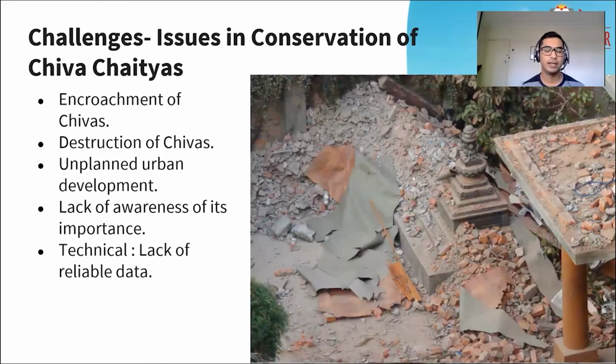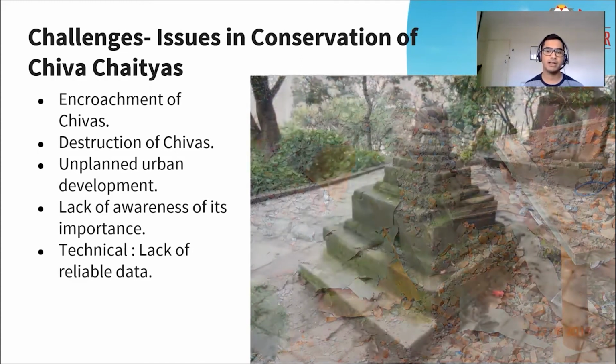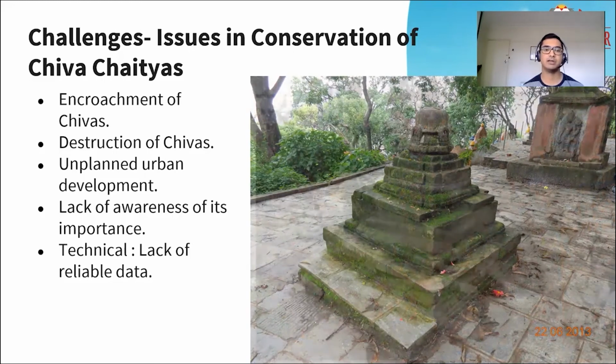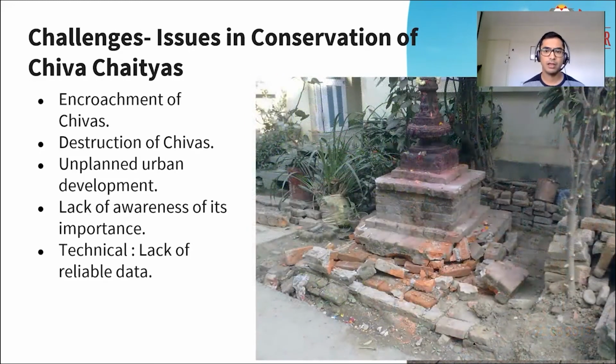But unfortunately, urban development, or I would say unplanned urban development, in Kathmandu Valley has led to the loss of open space, and hence encroachment or even destruction of chivas has happened. So there's not a proper body which takes care of these chivas and chaityas. So we think local governments also need to protect those areas from encroachment.